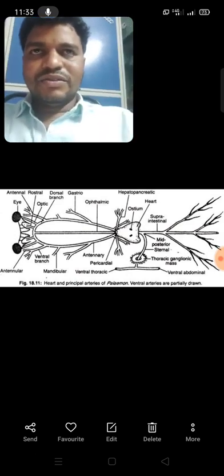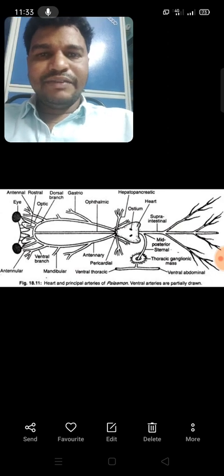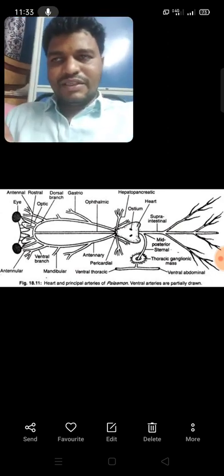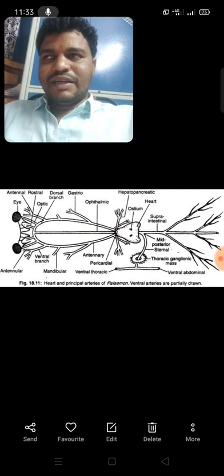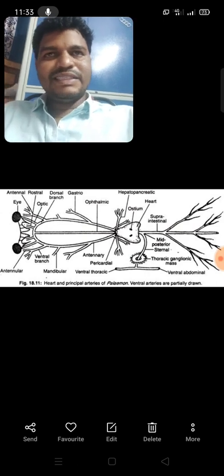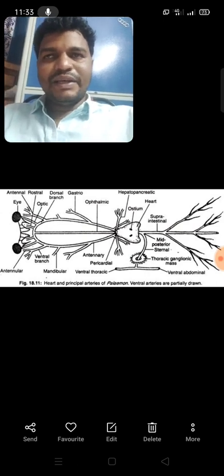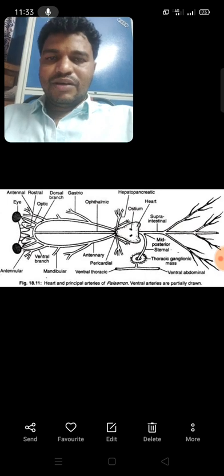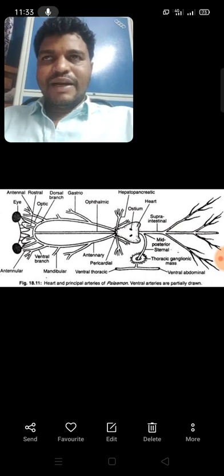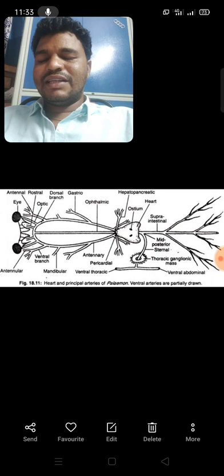The blood is not enclosed in blood capillaries. Because blood capillaries are absent, the blood flows freely into the body cavity. So this type of circulatory system is called the open type of blood circulatory system.